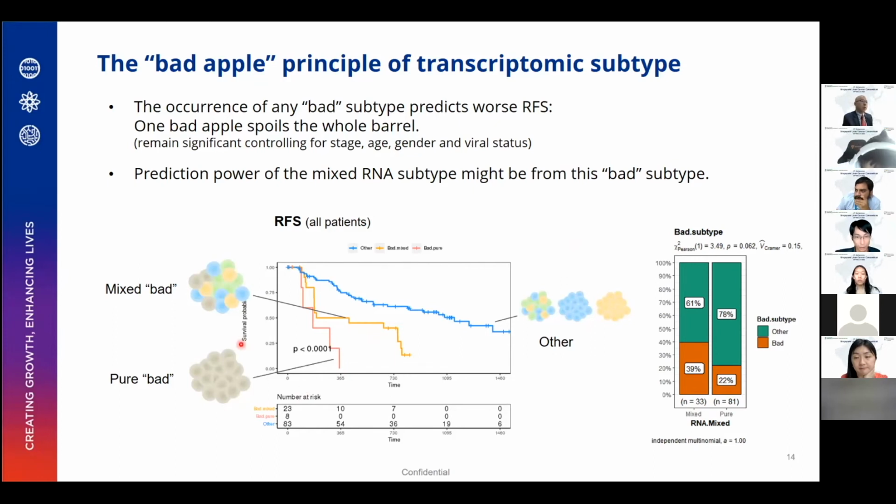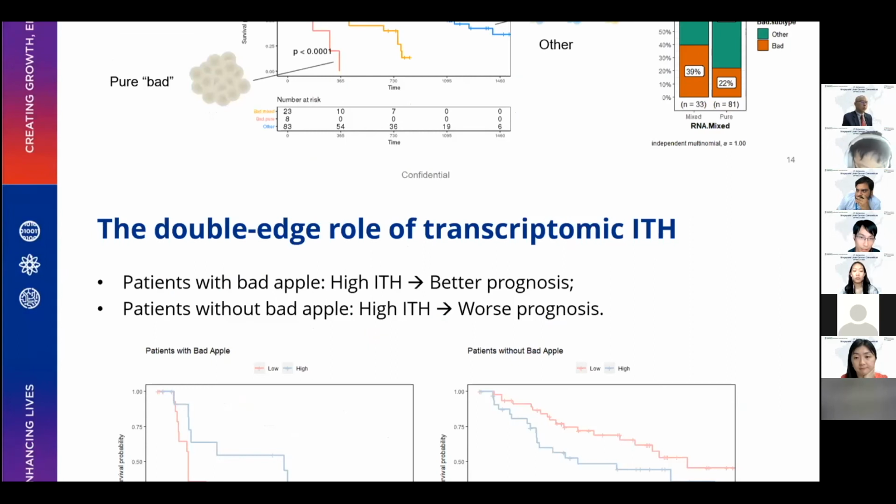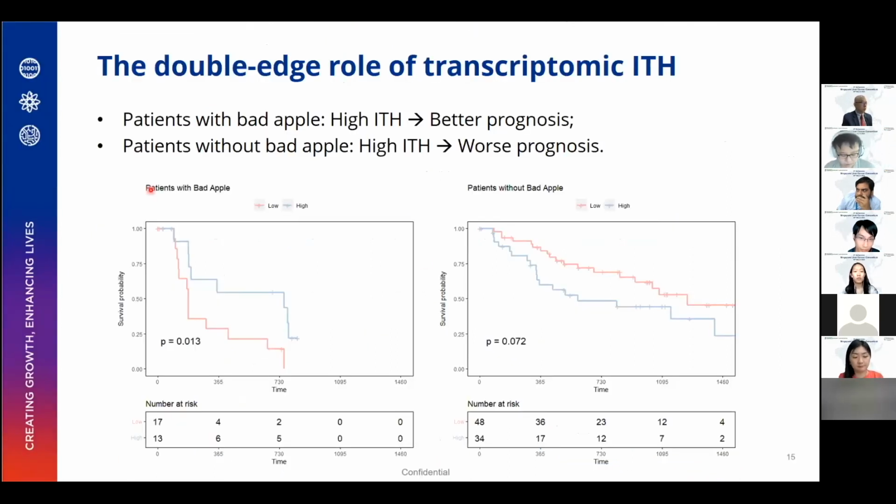So again, to provide a better picture of how ITH works in patients' survival, we stratify patients into those with bad apple and those without bad apple, and see how the level of ITH can stratify patients here. And we see, very interestingly, that there's a double-edged role of transcriptomic ITH, in that in patients with bad apple, the lower the transcriptomic ITH, the worse the survival would be. But it's the opposite in patients without bad apple.